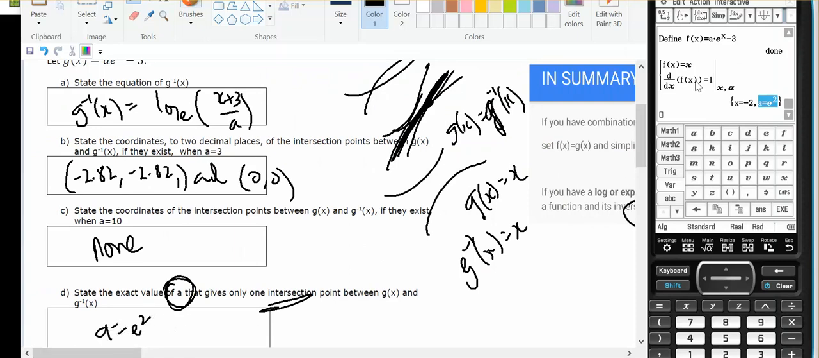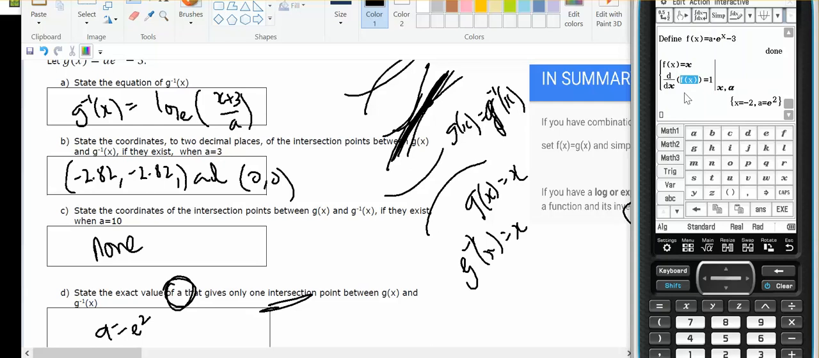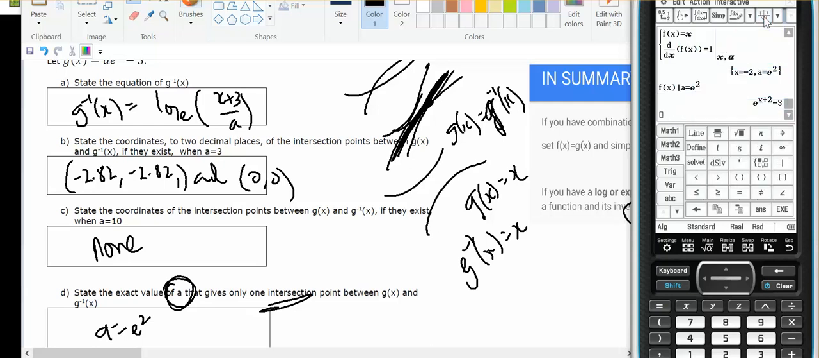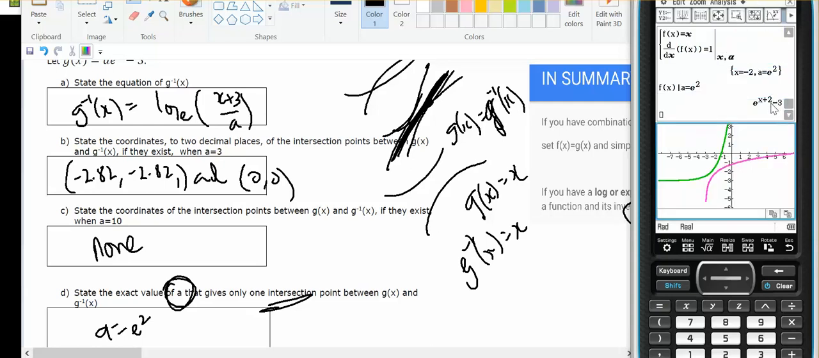And I'll just double check. If I have f of x and I go analysis and I sketch it, and then I go analysis, sketch the inverse of the black one, and go x equals, and I zoom in on that area there. The black one has its inverse that just touches.